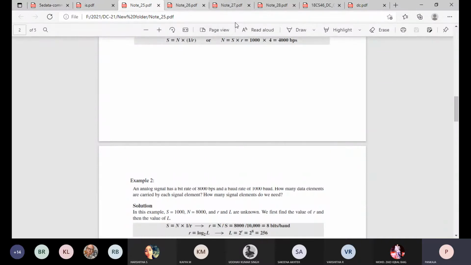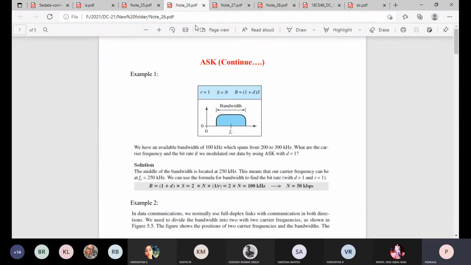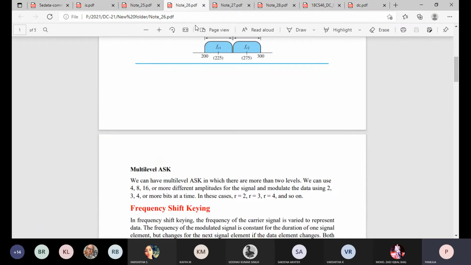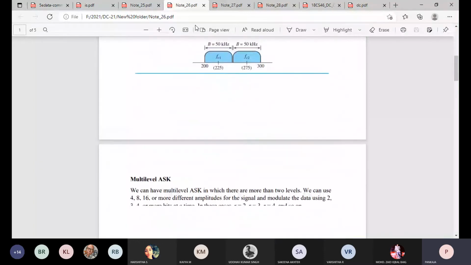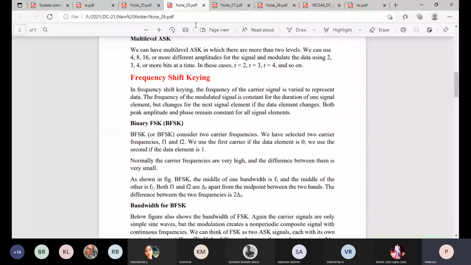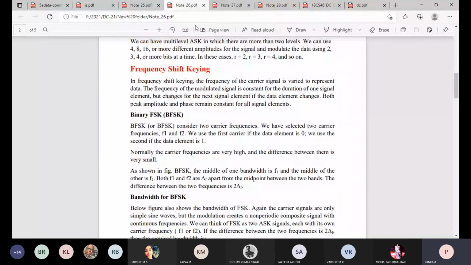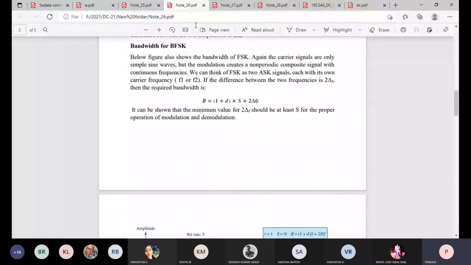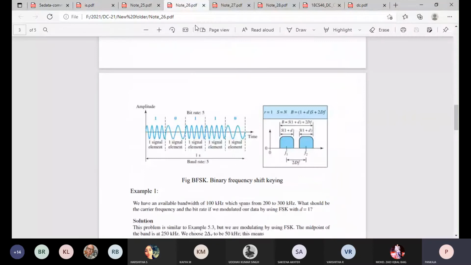So yesterday there was some problem with the recording. I don't know, it recorded only for 6 minutes. Let me just revise what we discussed in yesterday's class. I'll take 2 minutes to revise that. Yesterday we discussed frequency shift keying: how exactly FSK works, how it is implemented, and what bandwidth is used.